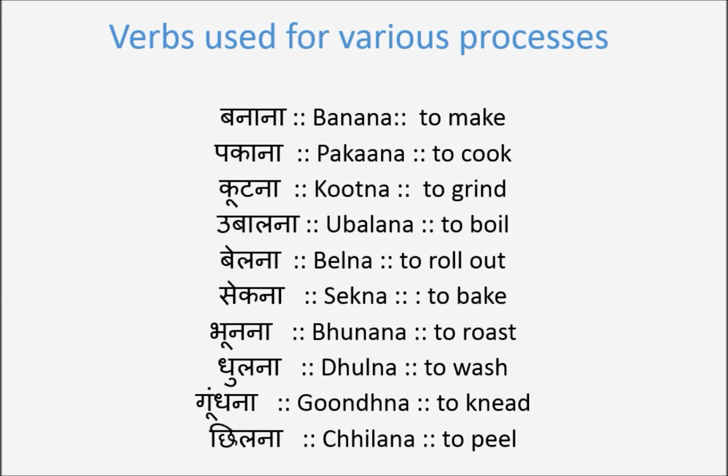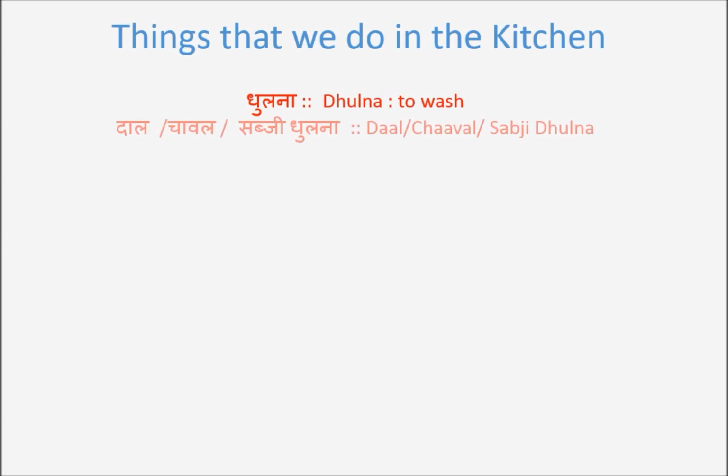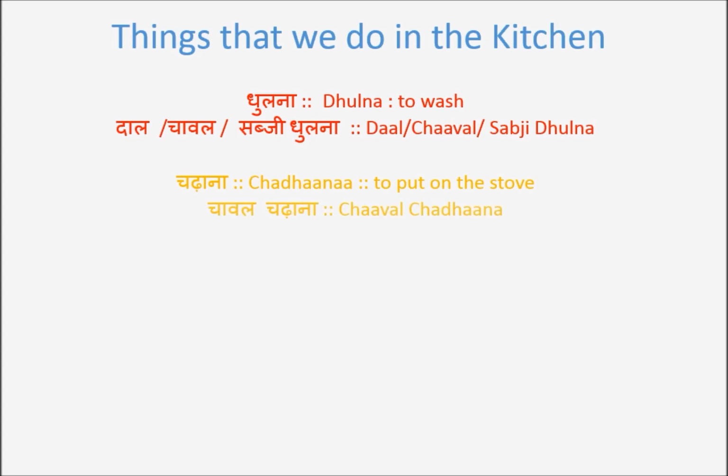Now, dhulna means wash. What do we wash? Dal, chawal, sabzi, dhulna. Then you're putting it on the stove to cook. The putting process is called chadhana in Hindi, as in chawal chadhana, dal chadhana. Okay, chadhana is to put on the stove, to switch on or to light the gas. Chawal chadhane rakhe hain. Okay, chawal chadhaya hai. I have put the rice to cook.